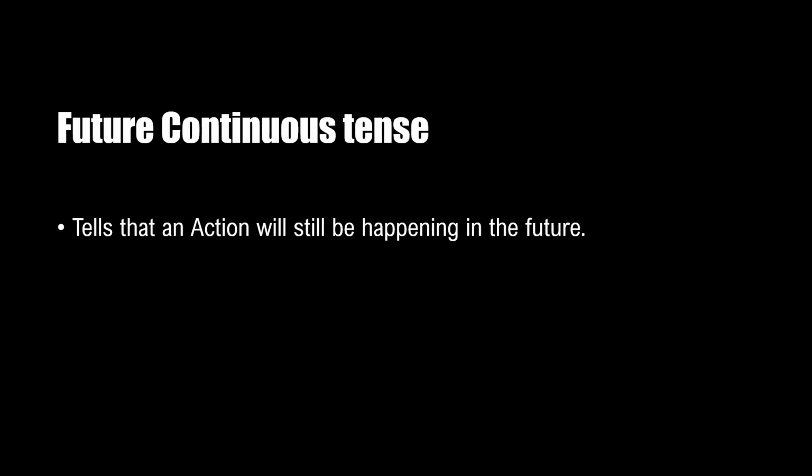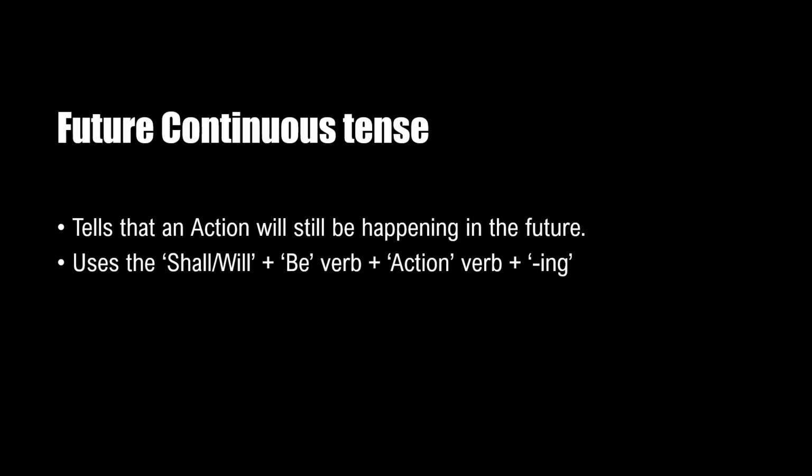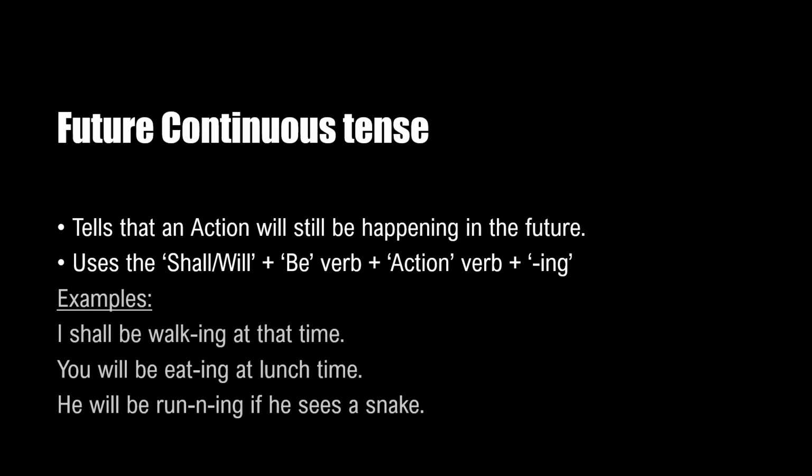So what will happen in the future continuous tense? A future continuous tense tells us that an action will still be happening in the future. It uses the shall or the will followed by the be verb followed by the action verb, and we add an ing at the end of the action verb. Let us look at some examples.